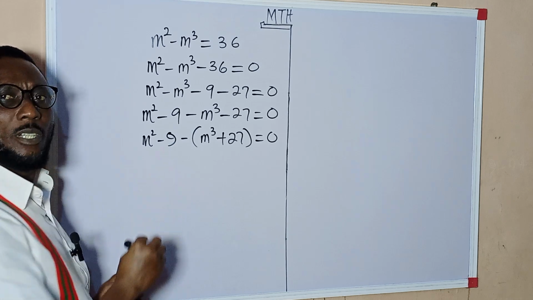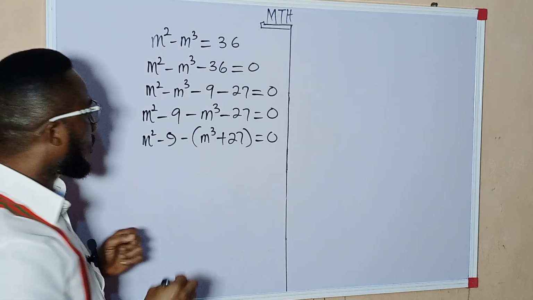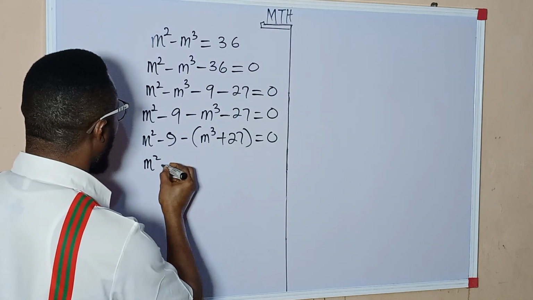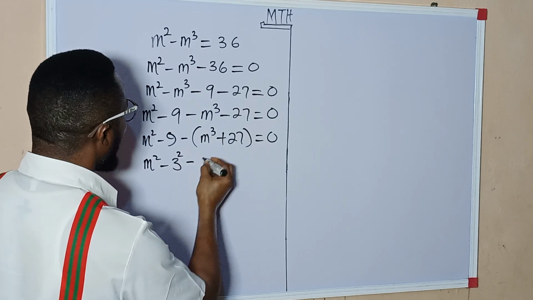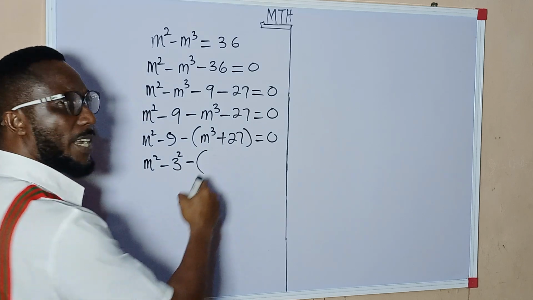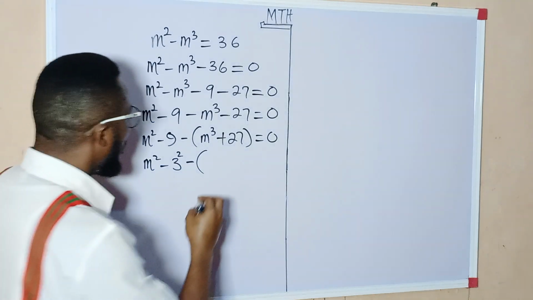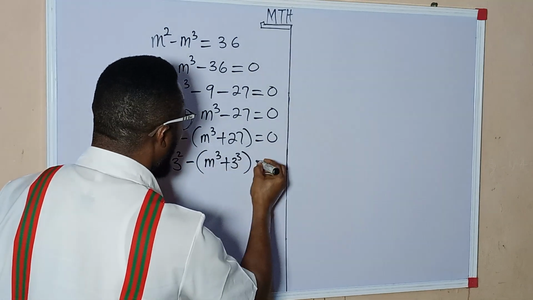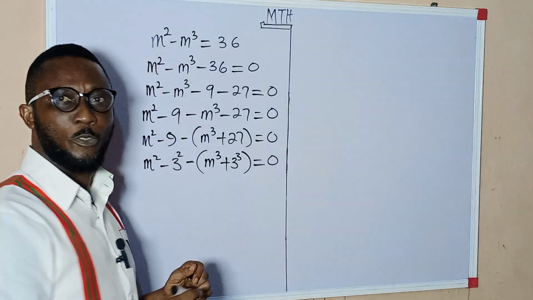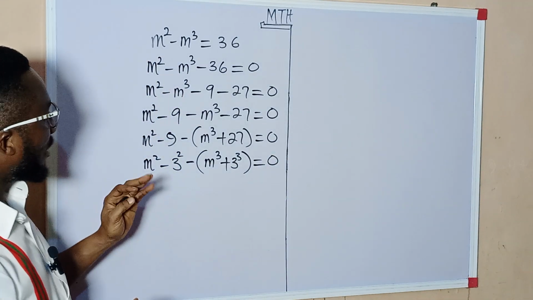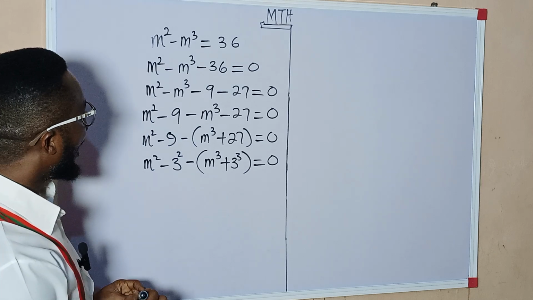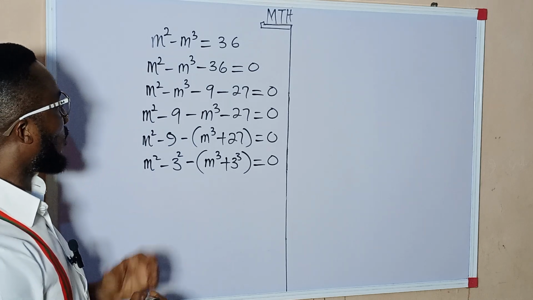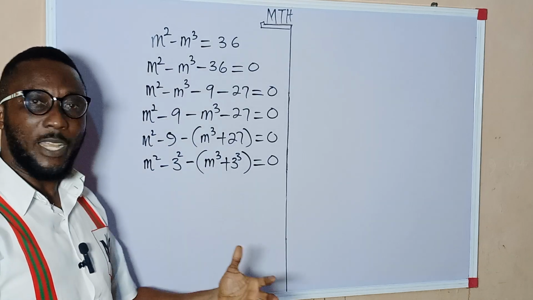So now I can write 9 as 3 squared. So I will write m squared minus 3 squared. Here, I can write 27 as 3 cubed. So I will write m cubed plus 3 cubed, everything equal to 0. So folks, you can see the beauty in this problem. Then all I need to do is to apply some algebraic identities.